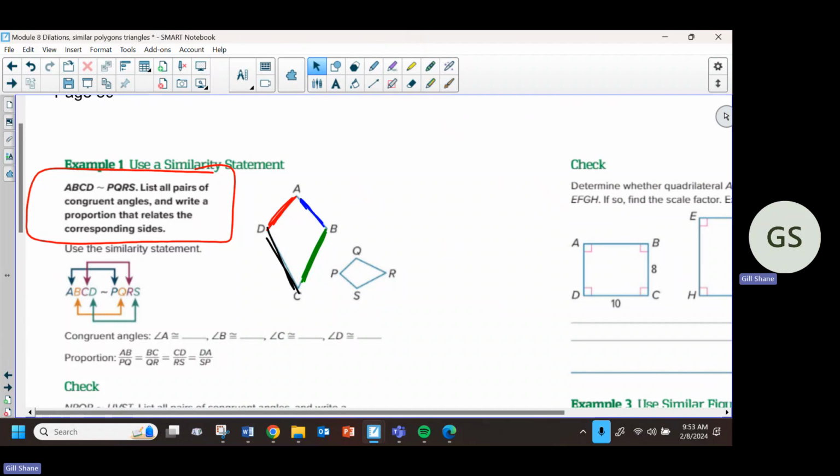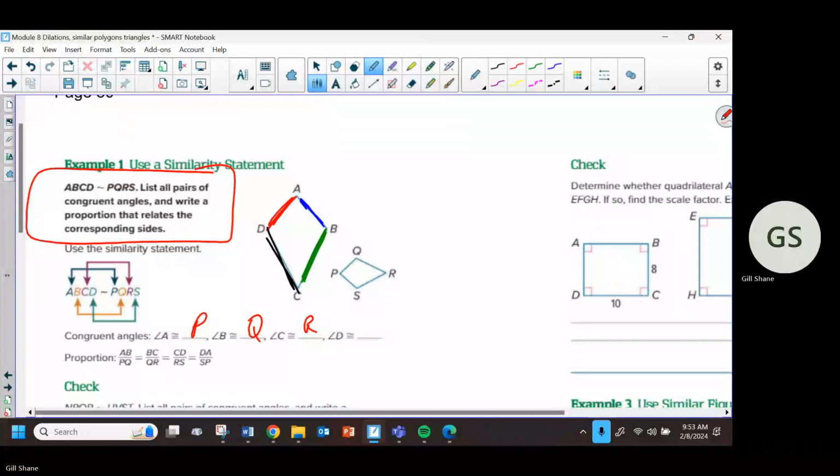All right, so angles should be pretty simple. You're just matching up the first letter with first letter, second letter with second letter. So what is A congruent to? What is B congruent to? C and D. All right, so angles should not be difficult.